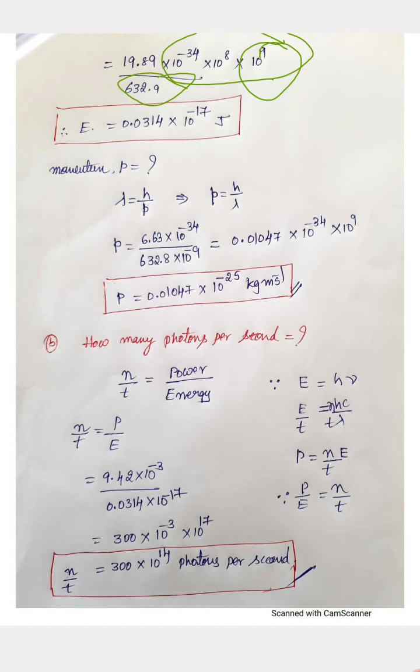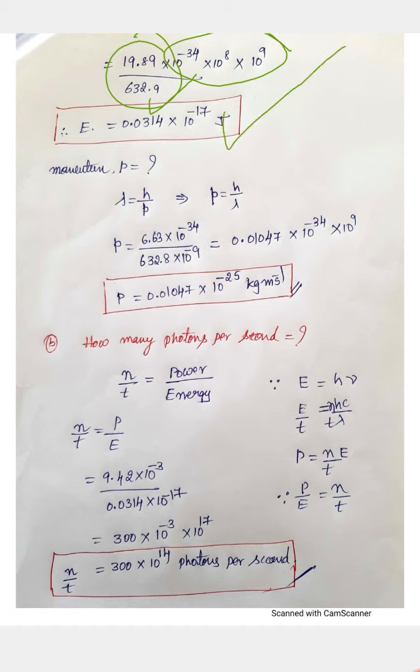In the previous step we have observed that in the denominator 10 to the power minus 9 was there, but when you take this one to the numerator it will become 10 to the power plus 9. Now simplify this one. 19.89 divided by 632.9, that is 0.0314 into, simplify all these powers, that is x power m into x power n is equals to x to the power m plus n, that is 10 to the power minus 34 plus 8 plus 9, that is equals to 10 to the power minus 17.